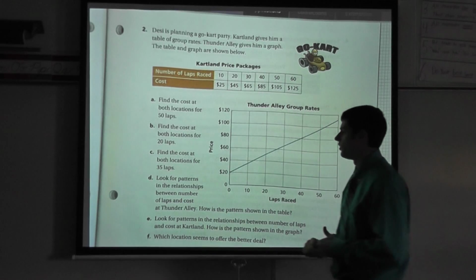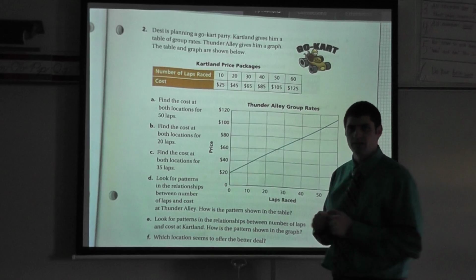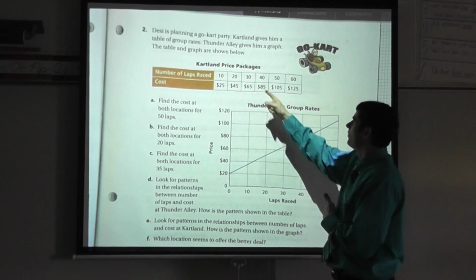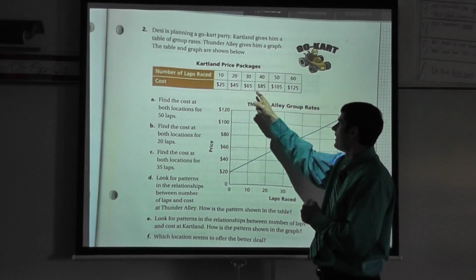C, find the cost at both locations for 35 laps. Well, let's look. Ooh, the table doesn't tell me up there 35 laps. How can I figure that out? Well, I know that halfway between 30 and 40 is 35.